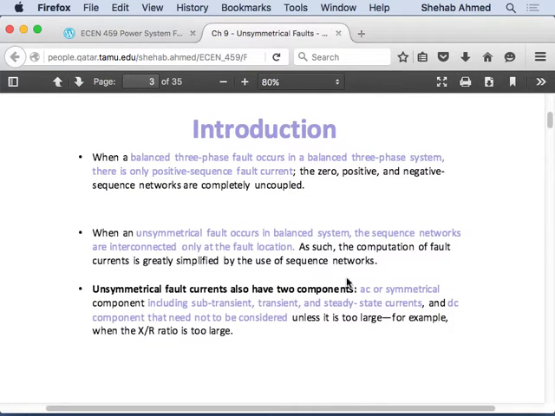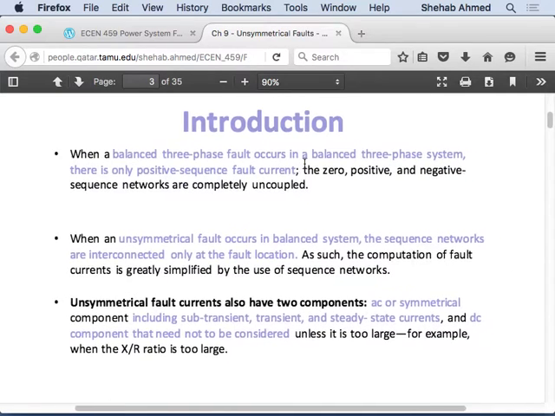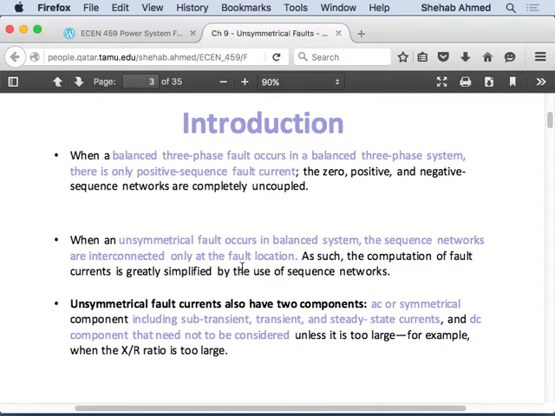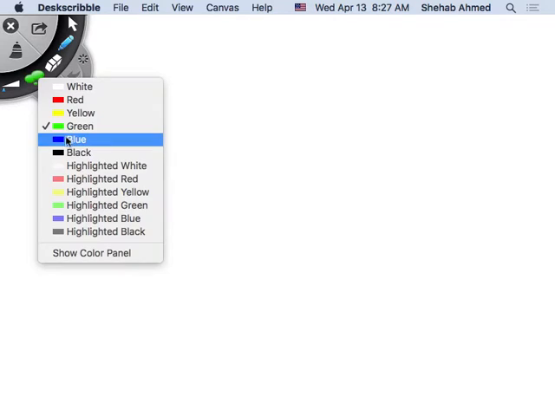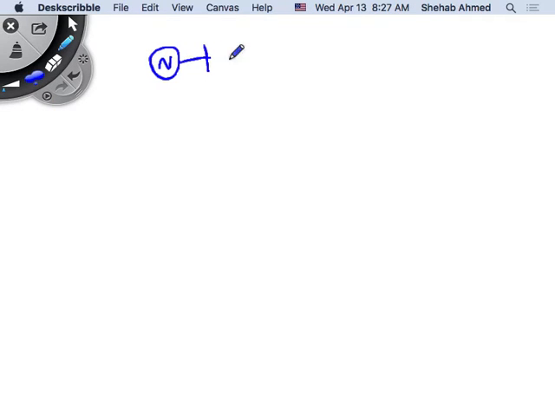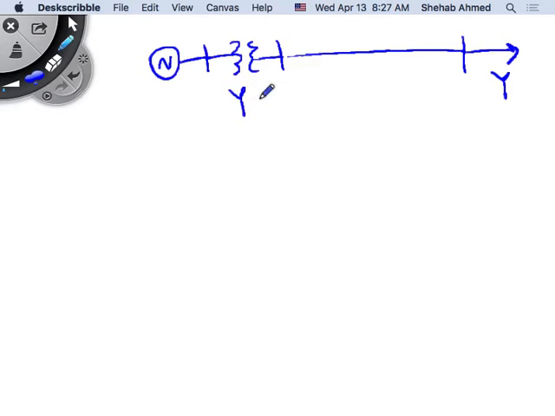Okay, so what we will find is that when we try to analyze faults, what we did in the last chapter was this. For example, let's say we have a system with a generator here, a transformer, a transmission line, and a load. This load is just star connected with no neutral. This is star, neutral connected, no impedance, and this is star, just star connected, no neutral impedance.